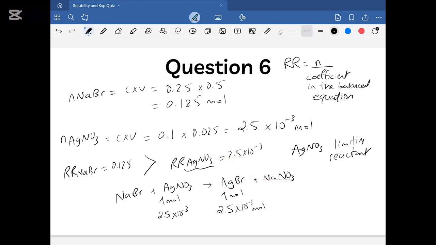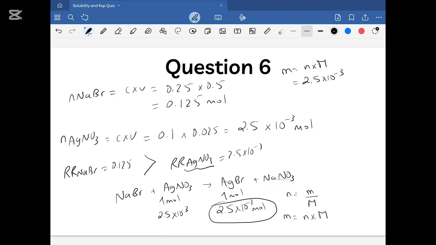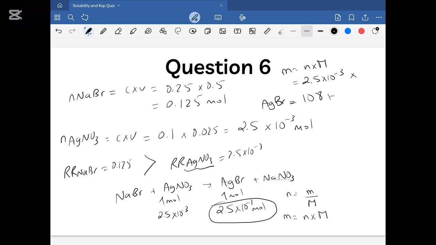Now, since I have the actual number of moles, I can do n is equal to mass over molar mass. And the mass is going to be equal to n times the molar mass. So let's erase this part. So mass is equal to n times the molar mass. The number of moles is 2.5 times 10 to the power of minus 3, which is this value over here. And I'm going to multiply by the molar mass of AgBr, which is going to be equal to 108 plus the Br, which is 80. And we're going to get a value of 188.